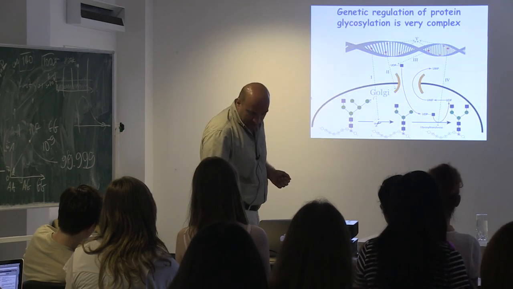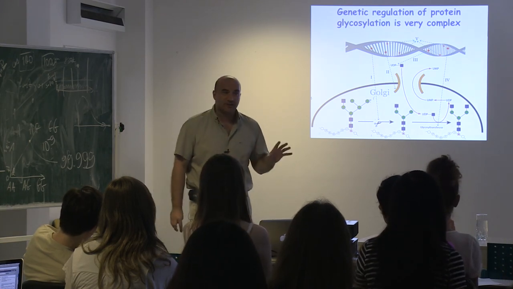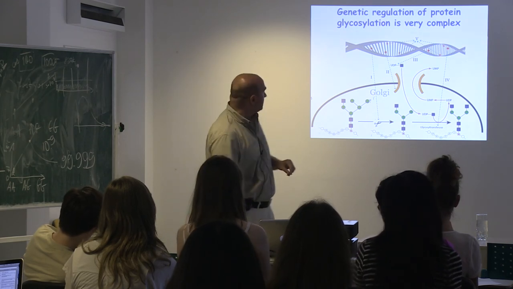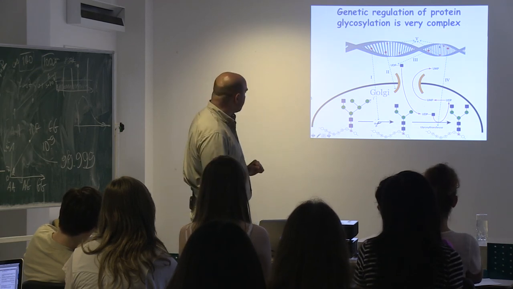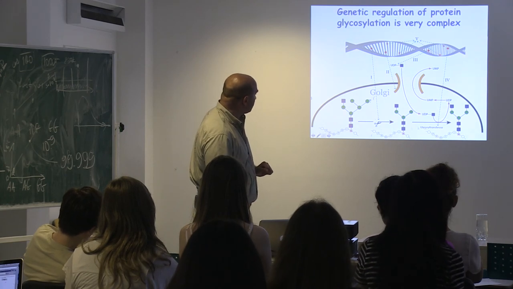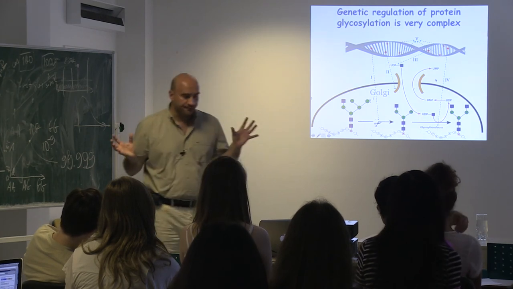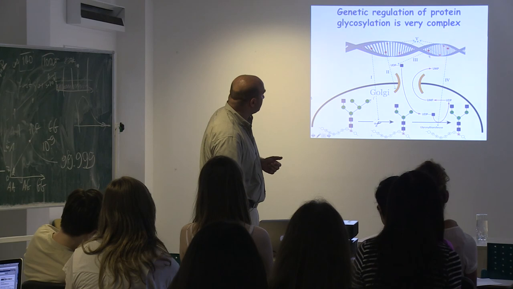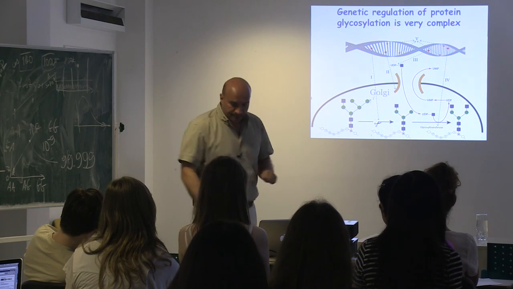And to finish this story, genetic regulation of protein glycosylation is extremely complex. We have hundreds of genes in a pathway. All these genes will have different polymorphisms, more or less functionally important, which will affect glycosidases, glycosyl transferases, ion channels, biosynthesis of nucleotides, everything which is involved. But also, there are a lot of gene-gene interactions which we do not understand at the moment. So these proteins are somehow interacting.